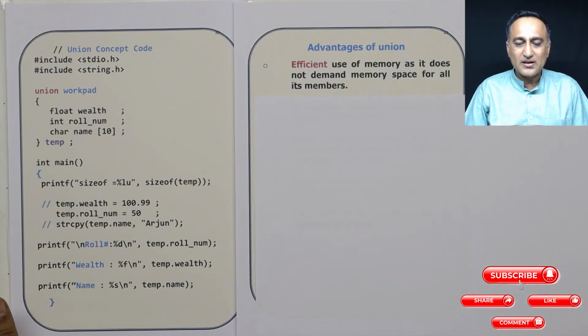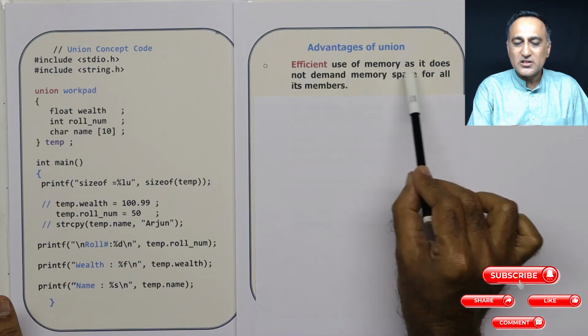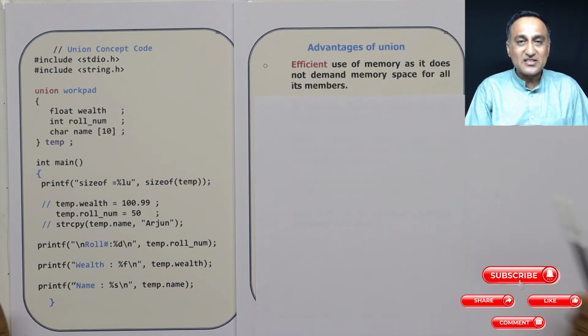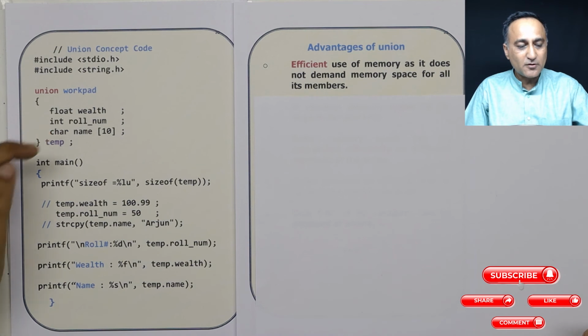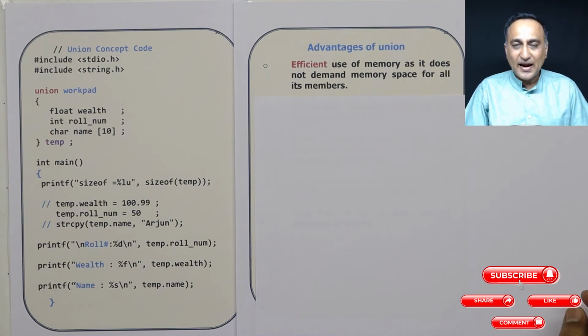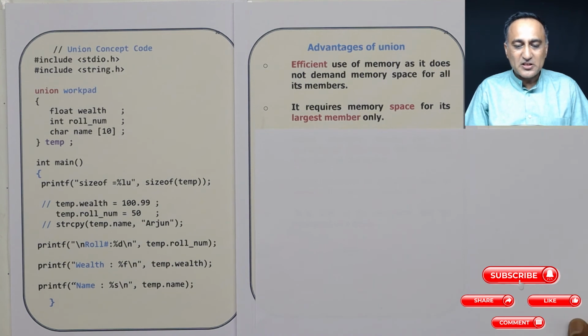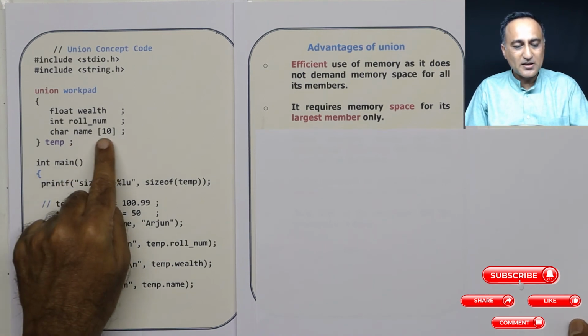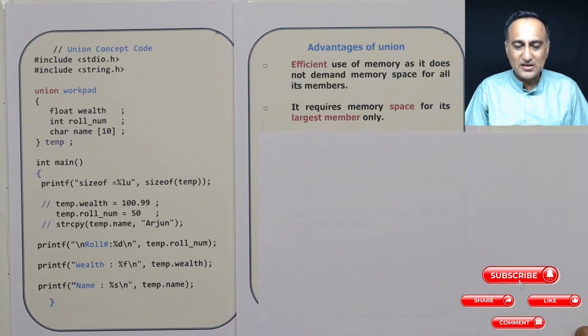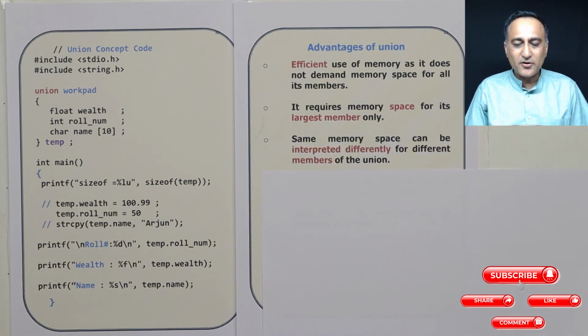The advantage of a union is it optimizes or uses the memory efficiently, as it does not require memory space for each of its members. But the restriction is, at a given point of time you can meaningfully use only one member. Next, it requires memory space only for the largest member. So the largest member is 10, so 10 is the only memory space requirement. It is the same piece of 10 bytes which is interpreted differently. For some time you can use it as a roll number, sometime as a name, sometime for wealth.